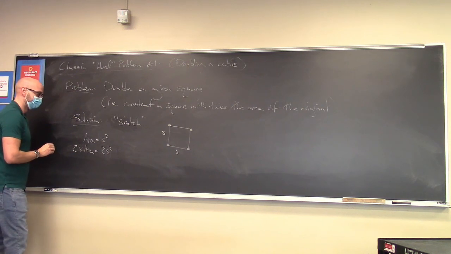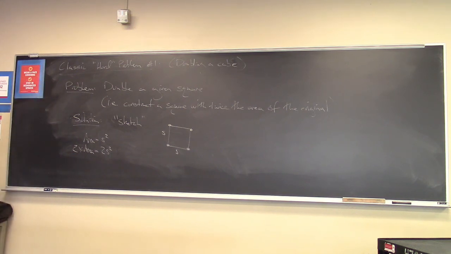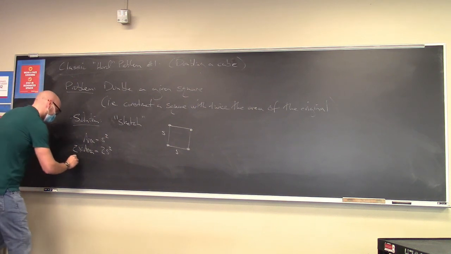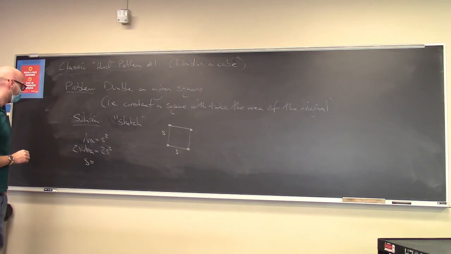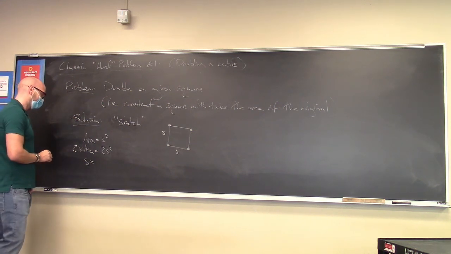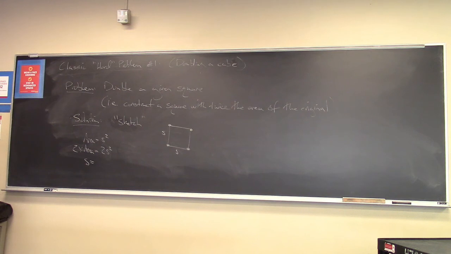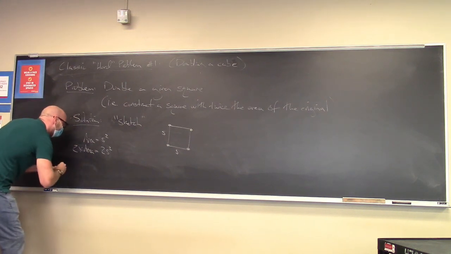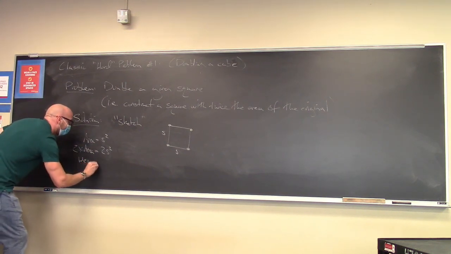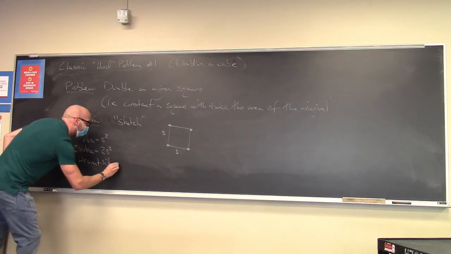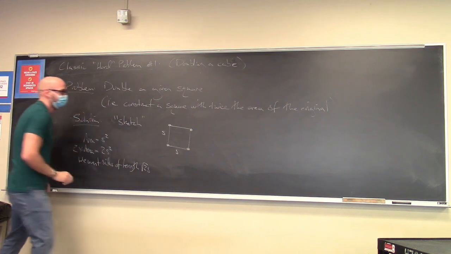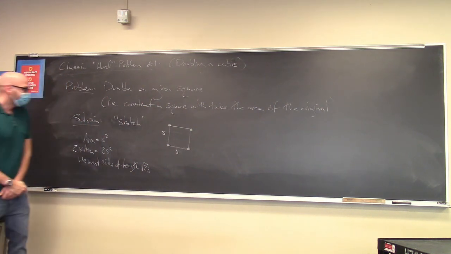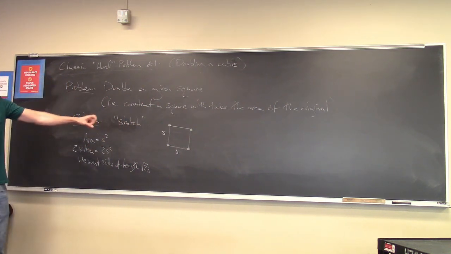So, √2. So we want sides of length √2s. How do I get √2s from this picture?